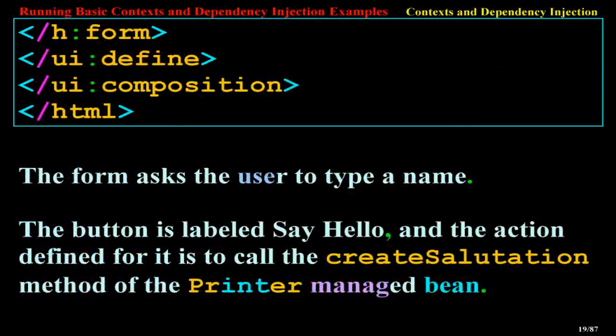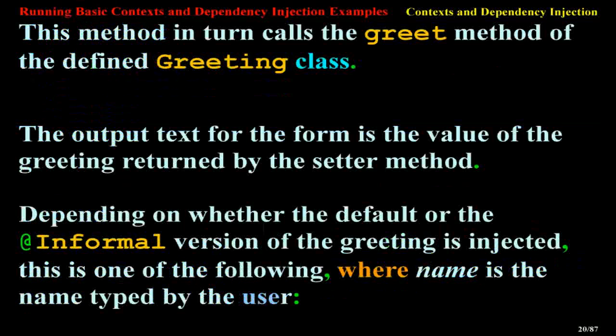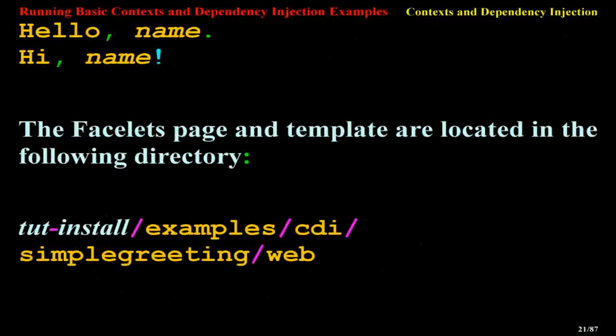The button is labeled say hello, and the action defined for it is to call the createSalutation method of the printer managed bean. This method in turn calls the greet method of the defined greeting class. The output text for the form is the value of the greeting returned by the getter method. Depending on whether the default or the informal version of the greeting is injected, this is one of the following, where name is the name typed by the user: Hello, name. Hi, name.